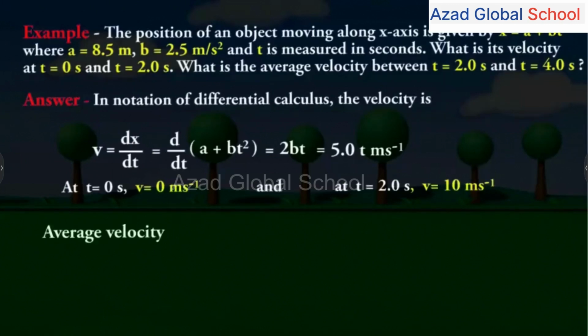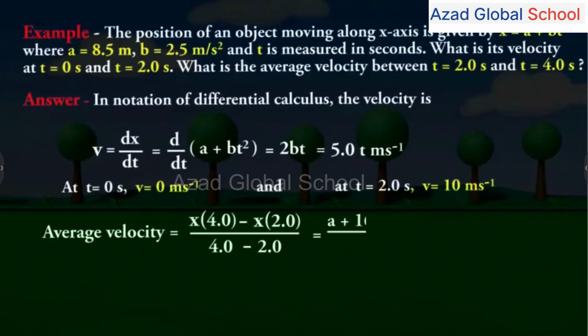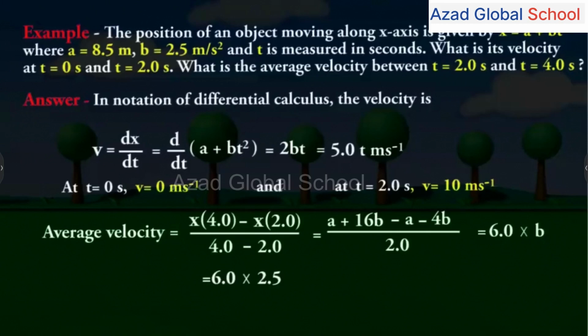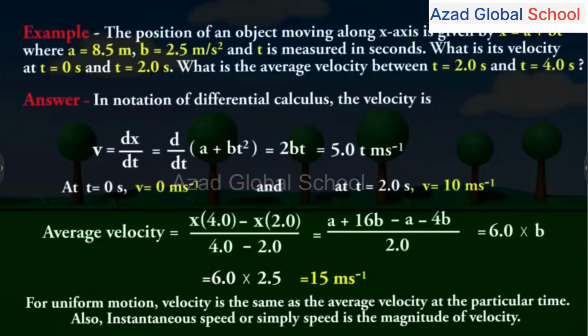Average velocity is equal to x(4.0) minus x(2.0) upon 4.0 minus 2.0, which is equal to (a plus 16b minus a minus 4b) upon 2.0, which is equal to 6.0 into b, which is equal to 6.0 into 2.5, which is equal to 15 meter per second. Note that for uniform motion, velocity is the same as the average velocity at a particular time. Also, instantaneous speed, or simply speed, is the magnitude of velocity.